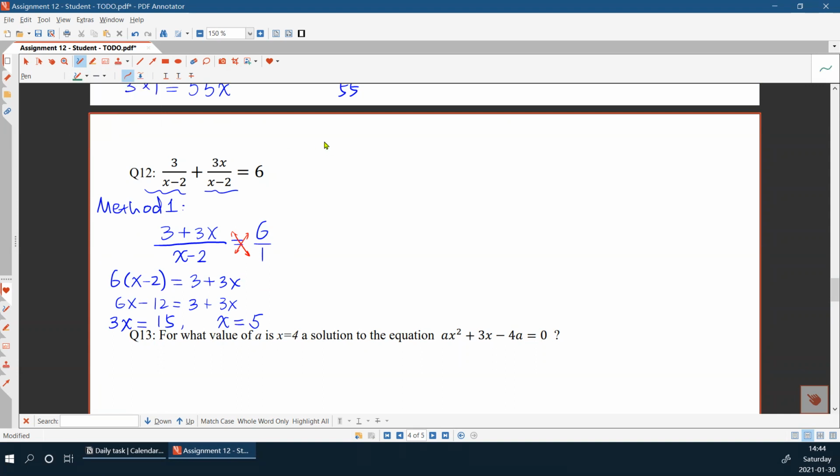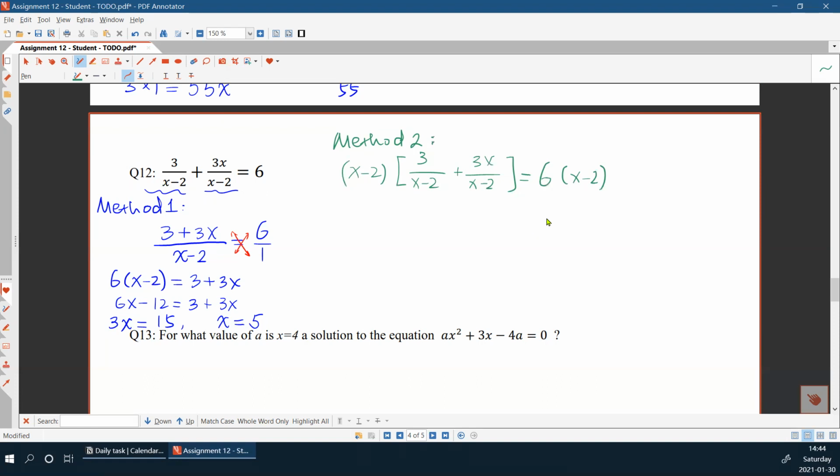Again, the alternative method, method 2. Okay, like I said, we don't like the ratios here, right? So note that the common denominator is x minus 2. So we can multiply x minus 2 to both the left-hand side and the right-hand side, right? This makes the original equation equivalent to this new equation.